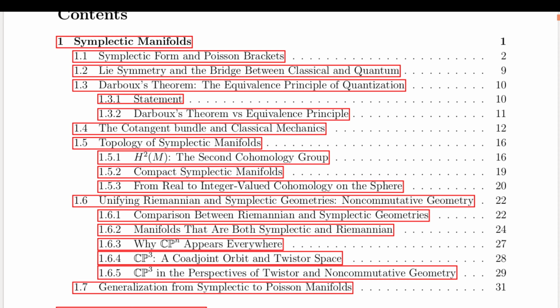Next, we'll delve into the cotangent bundle, the canonical symplectic manifold that serves as the stage for classical mechanics, and conclude with a glimpse into how these ideas extend to advanced topics in geometry and physics. Let's dive into the beautiful and unifying world of symplectic geometry.